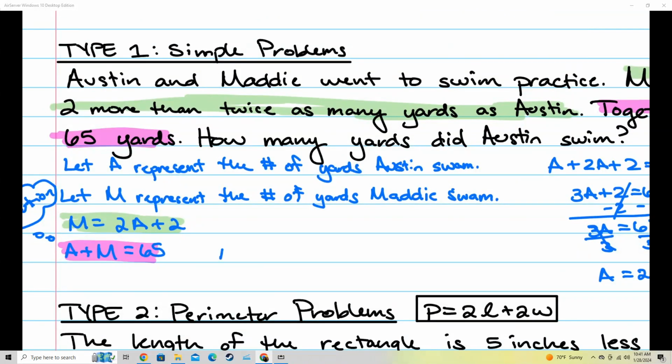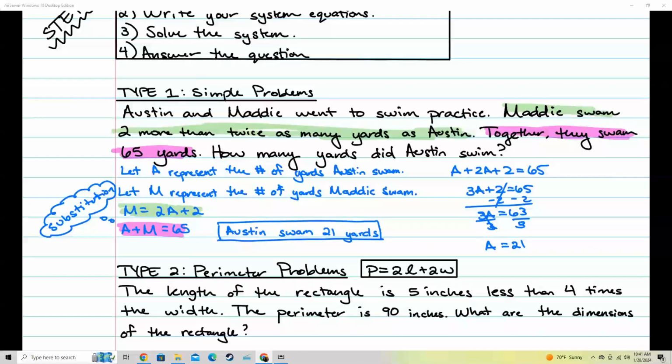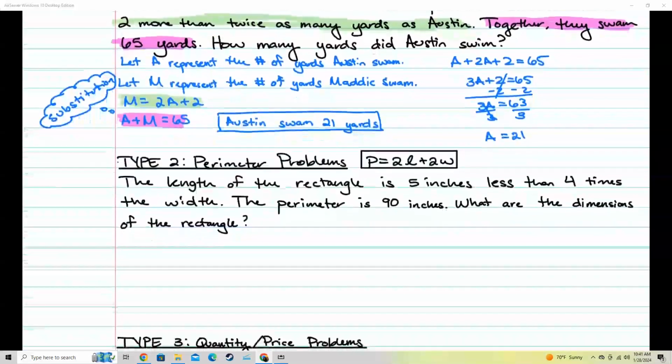And I get to write Austin swam 21 yards. That's my final answer. We're going to go ahead and box that in. And we are done. All right, let's go ahead and take a look at problem number 2.